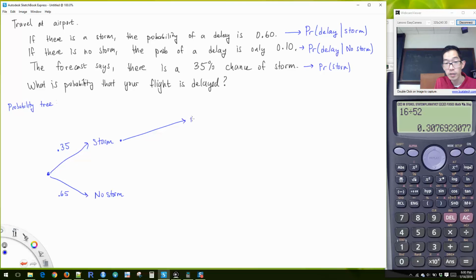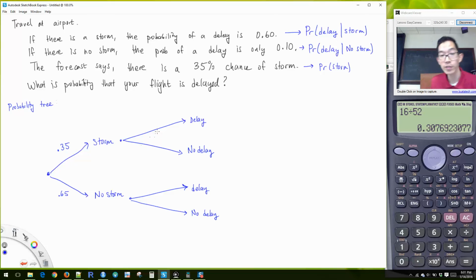All right, if there is a storm, then there could be a delay, or there could be no delay. And if there's no storm, it's still possible that my flight gets delayed, but there's also the possibility that it doesn't get delayed. So these are the outcomes that could happen.